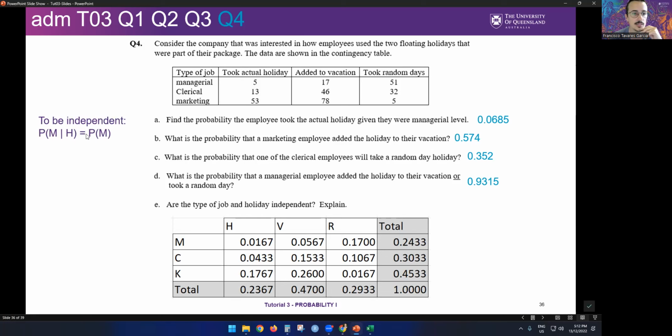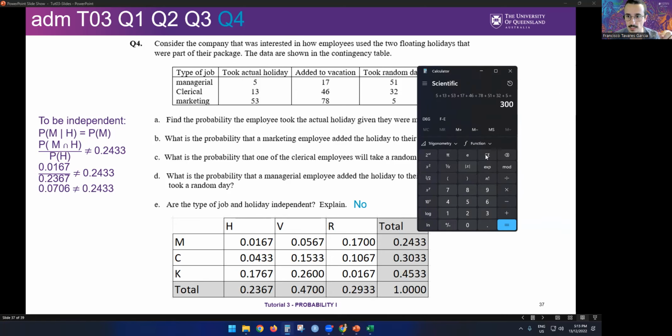So being a manager and having a holiday would be the same as being a manager times having a holiday. But being a manager and having a holiday ended up to 0.0706. Let me see. Yeah, the multiplication of both. Did I do it right? Oh, I did it in a different way. Being a manager, given you got holidays, but they are not the same. It would be the same as multiplying.